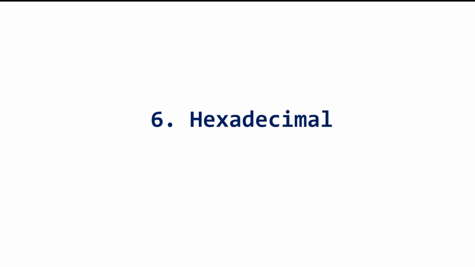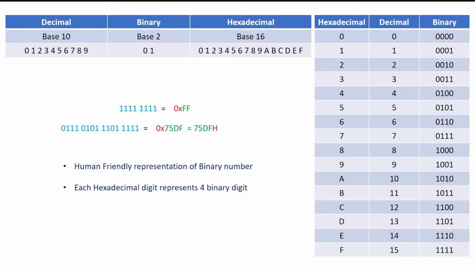We have already covered the base 10 decimal and base 2 binary number systems. There is one more number system widely used in the computer world, that is the hexadecimal number system. The hexadecimal number system is a base 16 number system. The base 10 number system uses the digits 0 to 9. The base 2 number system uses only 0 and 1. Likewise, the hexadecimal number system uses digits 0 to 9 and then A to F. Here, A is equivalent to decimal 10, B is 11, C is 12, D is 13, E is 14, and F is 15.